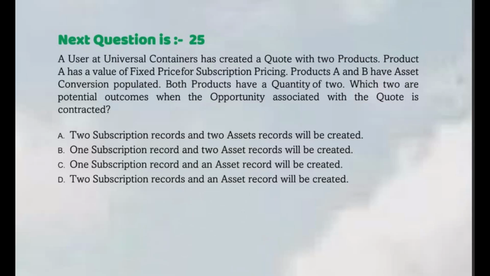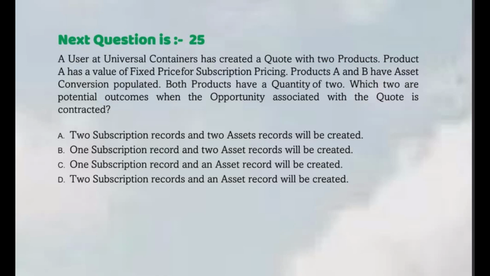Question is a user at Universal Containers has created a quote with two products. Product A has a value of fixed price for subscription pricing. Product A and B have asset conversion populated. Both products have a quantity of 2. Which two are potential outcomes when the opportunity associated with the quote is contracted?